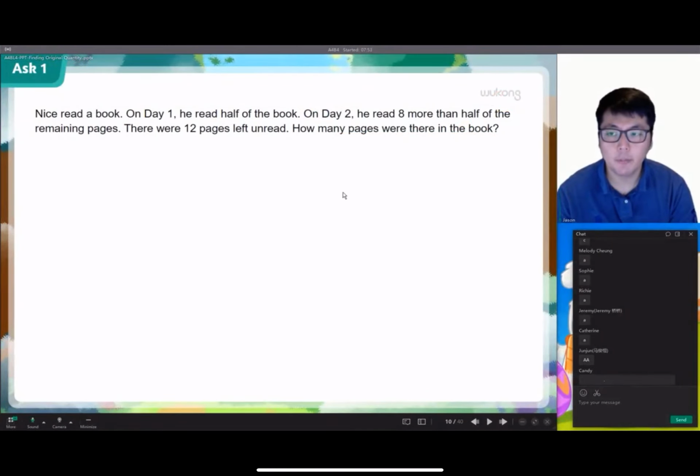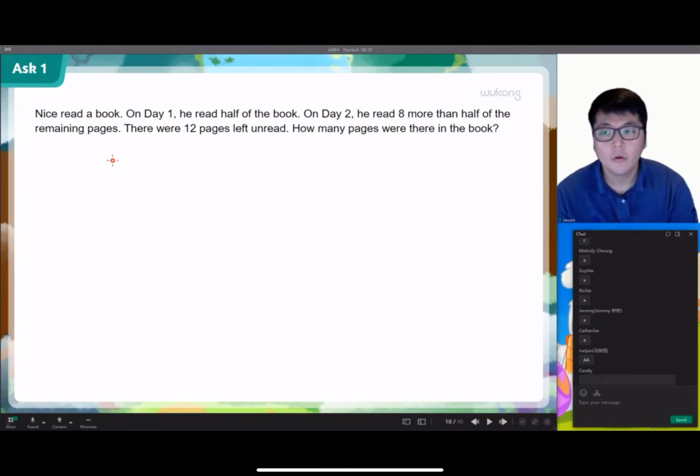And Nice read a book. On day 1, he read half of the book, guys. On day 2, he read 8 more than half the remaining pages. So there were 12 pages left unread. So how many pages were there in the book?